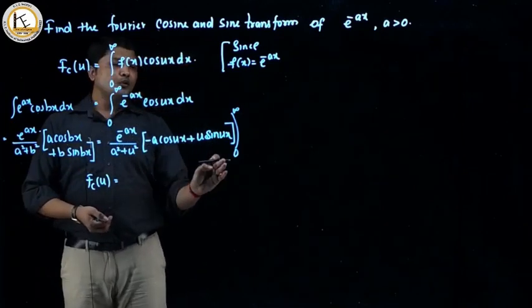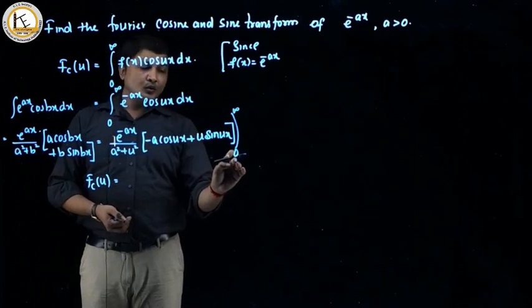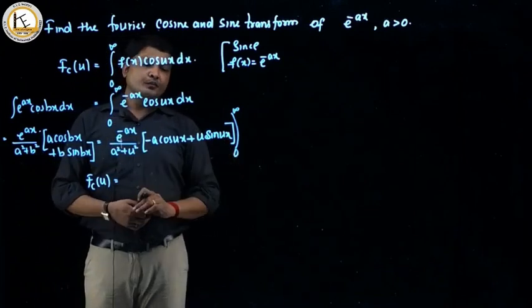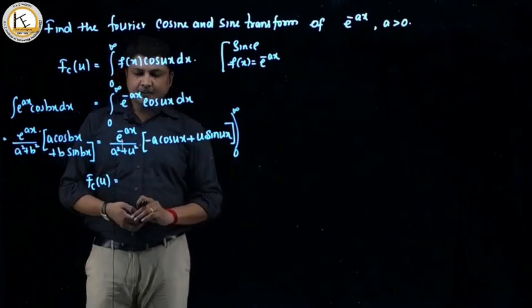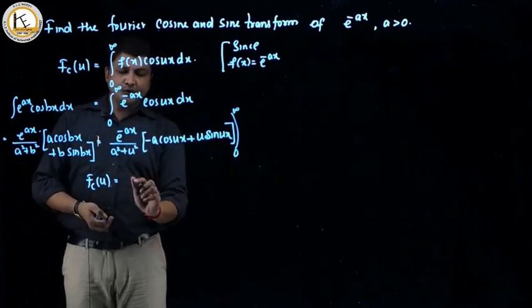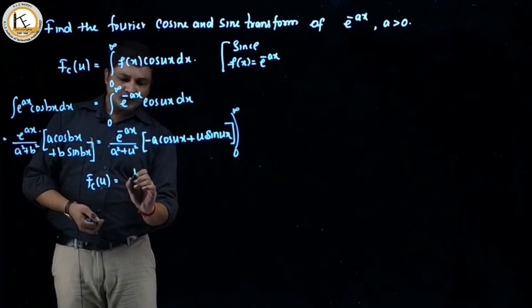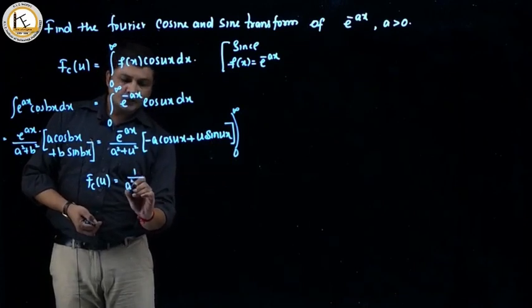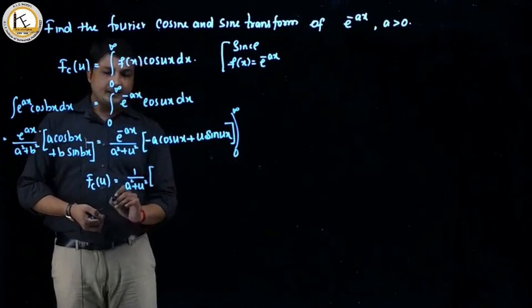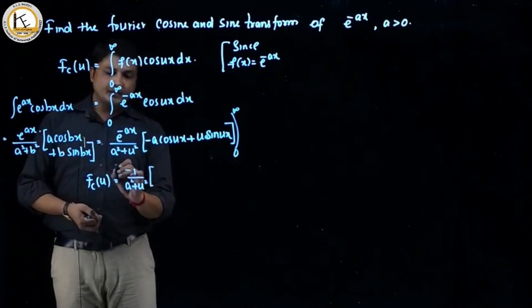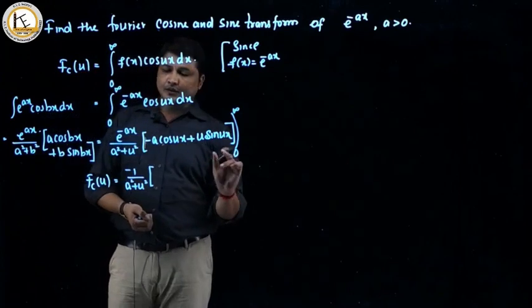And later we need to apply the lower limit, that is 0. Since we know that while applying the lower limit we need to take a minus sign, therefore e raised to 0 becomes 1. So it is 1 divided by (a square plus u square) into bracket. Obviously here we need to take a minus sign because we are applying the lower limit.